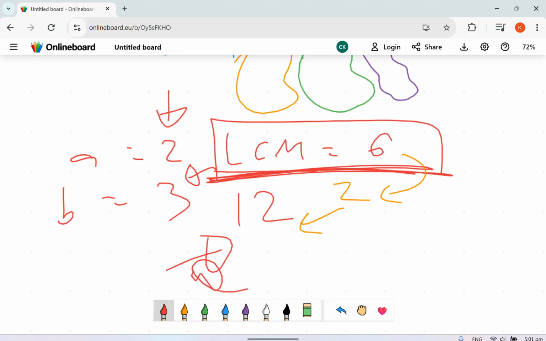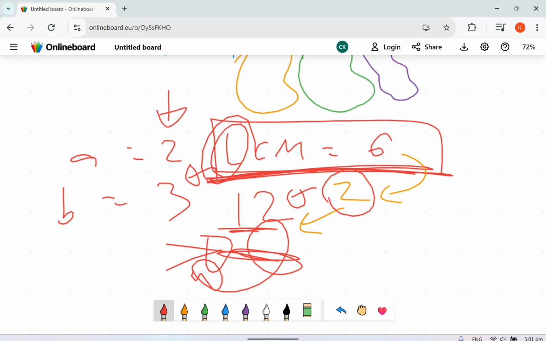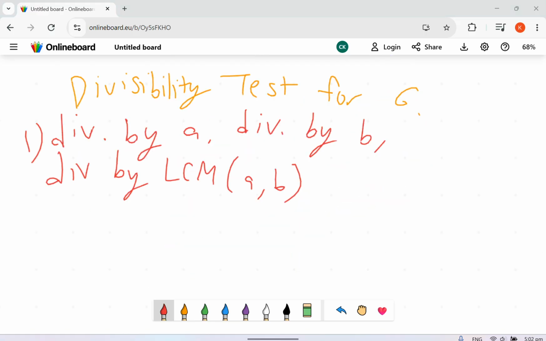That's why it must be the lowest one. It must be the lowest, because if you have just a random common multiple, it may have some unwanted things. In this case, it has another extra 2. So yeah, it doesn't make sense. It doesn't work. So this is the first thing you must know. Divisible by A, divisible by B, that means divisible by LCM of A and B.